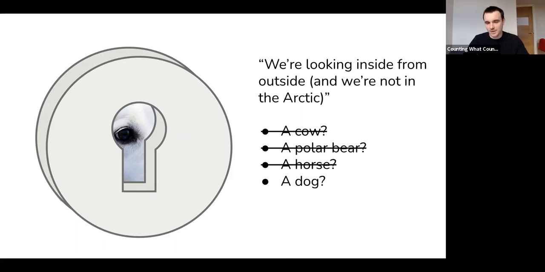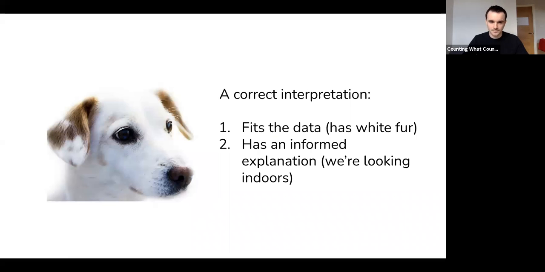But we have to bring our own knowledge and extra things that we know about to bear as well when we're trying to make an interpretation of the data that we're seeing. So if we know that we're stood outside and we're looking inside, well, then it's probably not a cow and it's probably not a horse. And if we also know that we're not in the Arctic, then that also probably rules out polar bear. So we can end up with an interpretation that this is going to be a dog. And it is a very cute little dog.